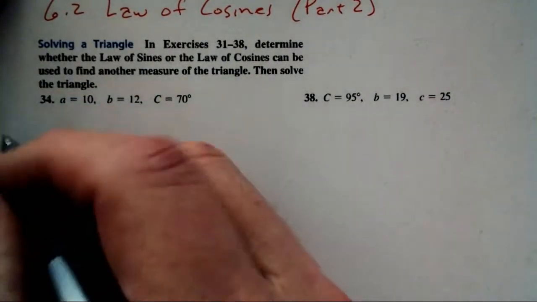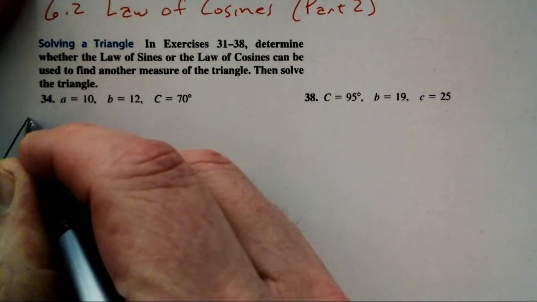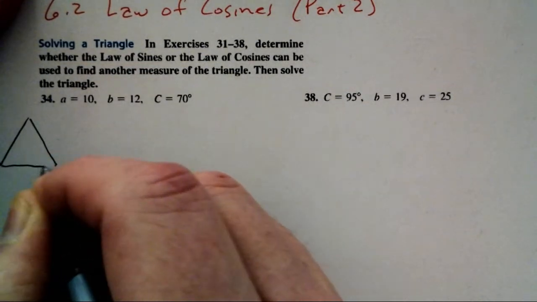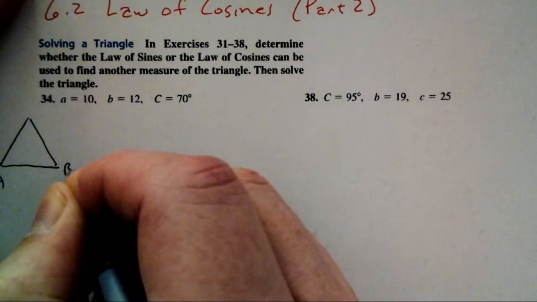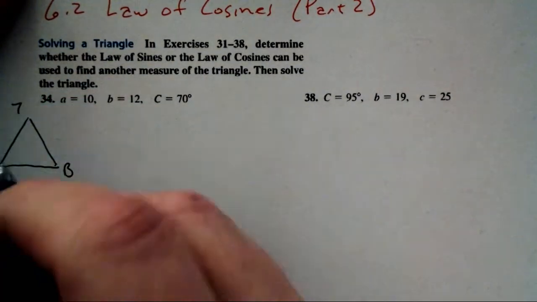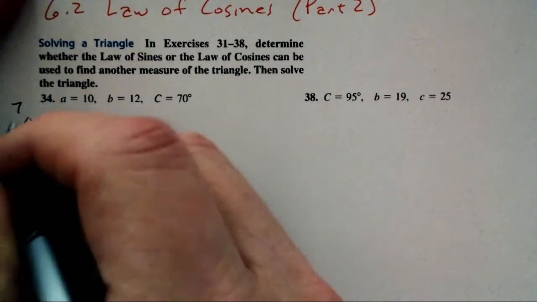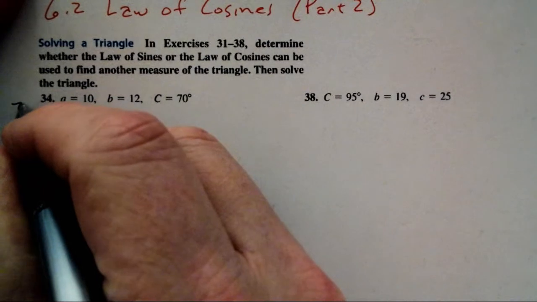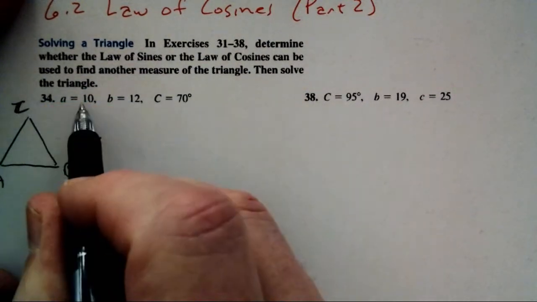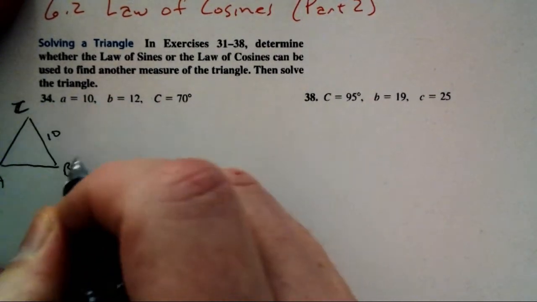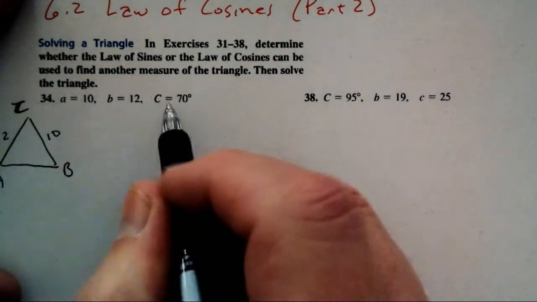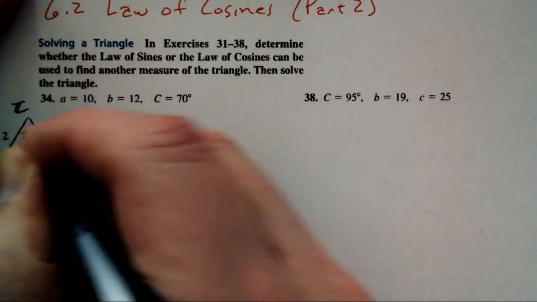I'm going to draw a triangle. I don't try to draw these to scale. I always orient in this order, but here we have side A. This is C. Side A is 10. Side opposite B is 12. And angle C is 70 degrees.